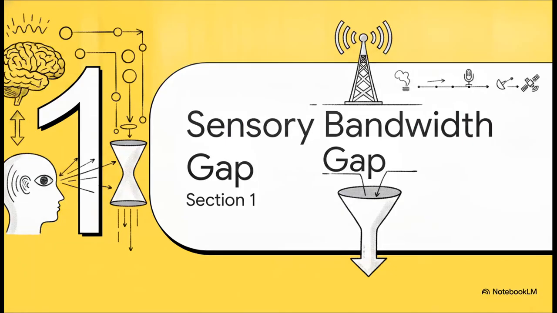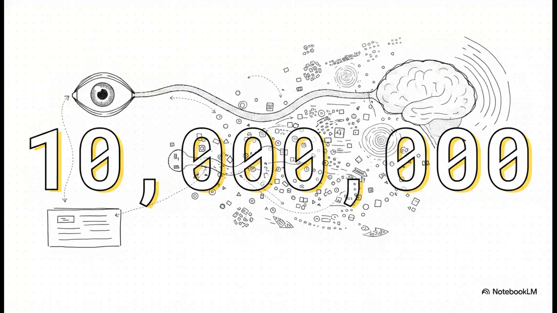So, Part 1, the sensory bandwidth gap. To truly understand the architecture of modern communication, we actually have to start with biology. We have to view the physical reality of the human body as a literal, massive engineering hurdle. Now, I want to anchor you with this massive number right off the bat. 10 million bits per second.